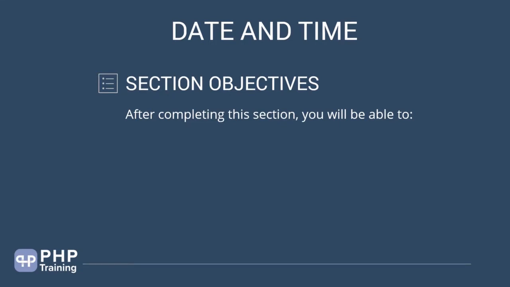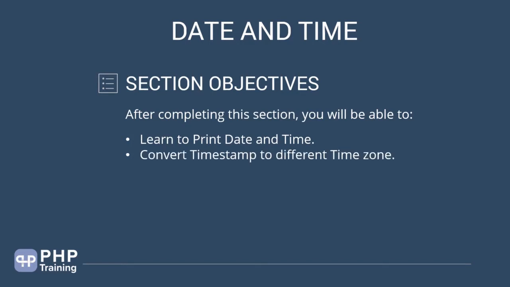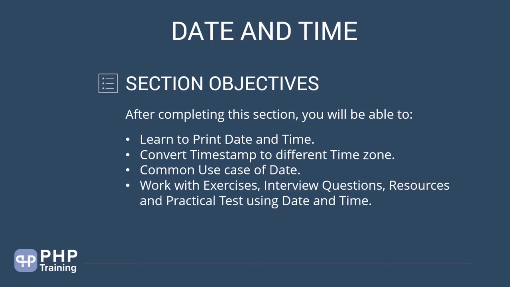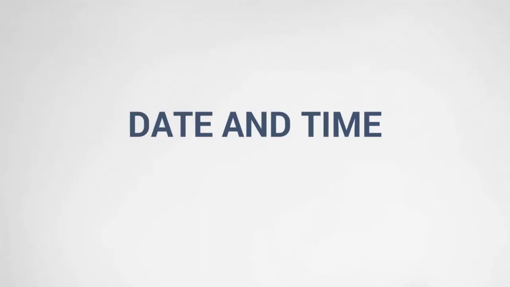After completing the section, you will be able to print date and time. You'll understand how to convert a timestamp based on different time zones, which means if you want to print a timestamp for any specific country, you should be able to do it. Then we'll look into common use cases of date. Then we'll work with exercises, interview questions, resources and assignments using date and time. So this way you will understand how to play around with date and time. Okay, so let's jump into the lecture now.